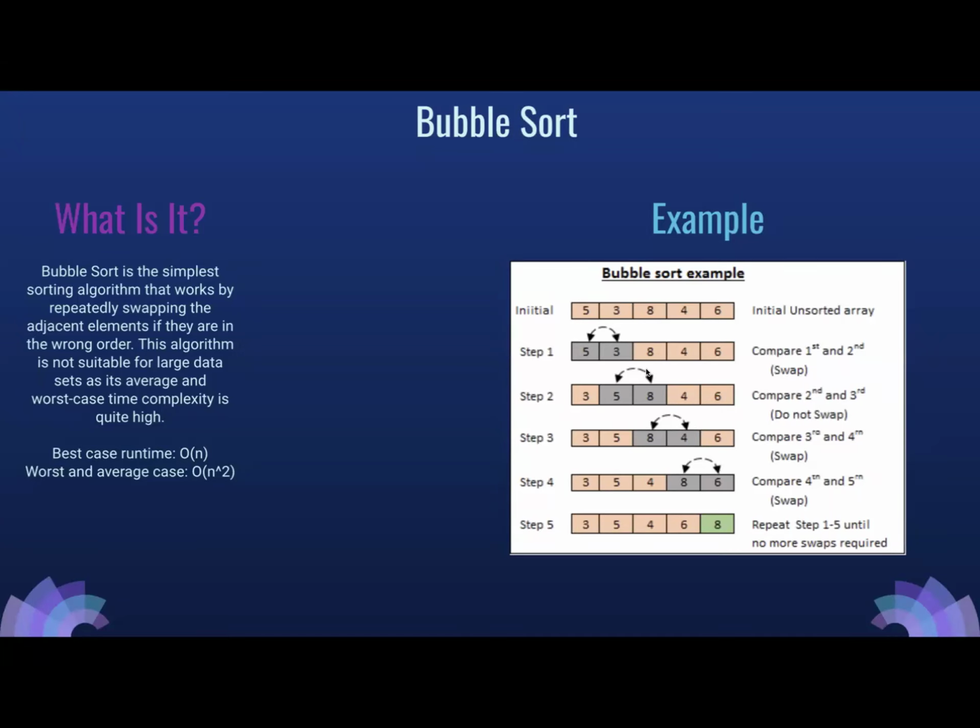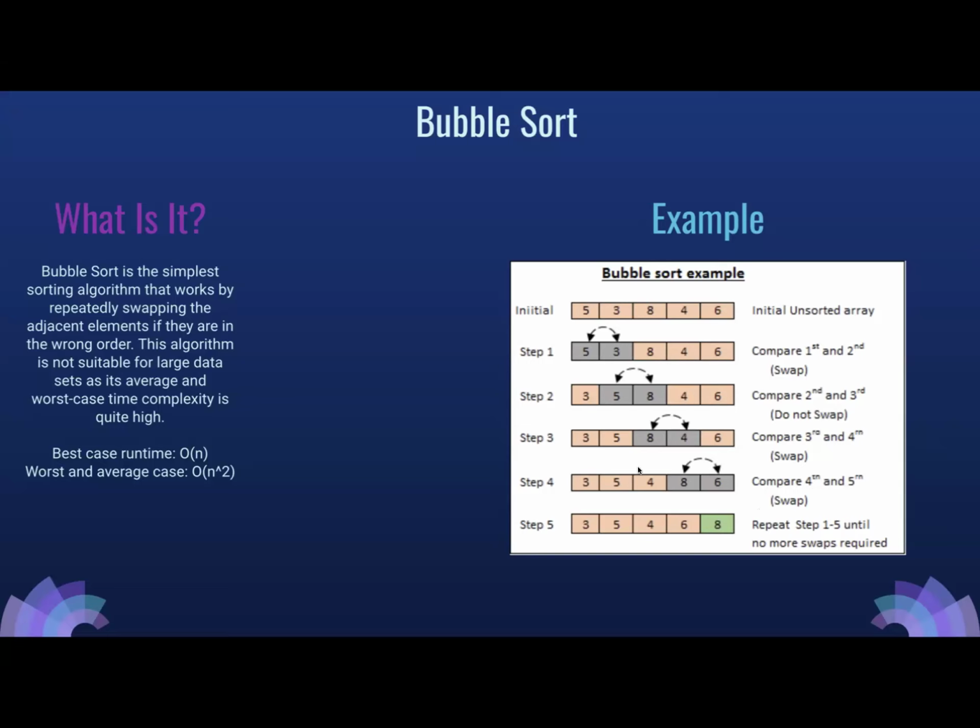So here you can see we stopped when 5 is less than 8. And we start doing the check of if 8 is greater than 4. 8 is greater than 4, then we move forward. 8 is greater than 6, then we move forward, and then 8 is in the correct position. And then you would repeat the same steps, 1 through 5, until there's no more swaps required.